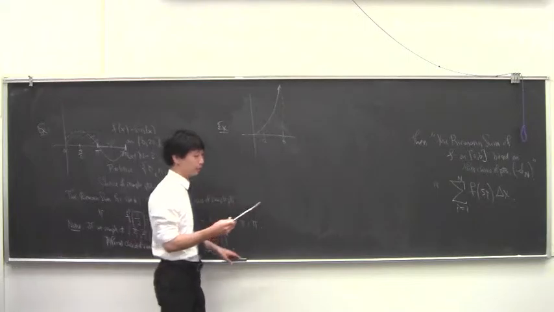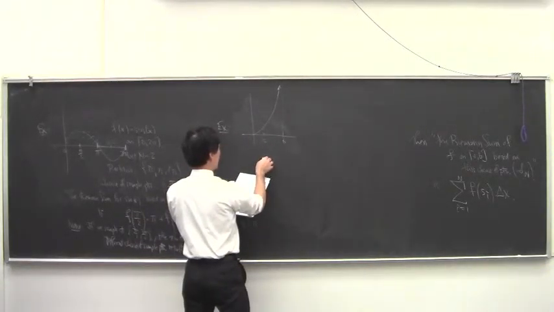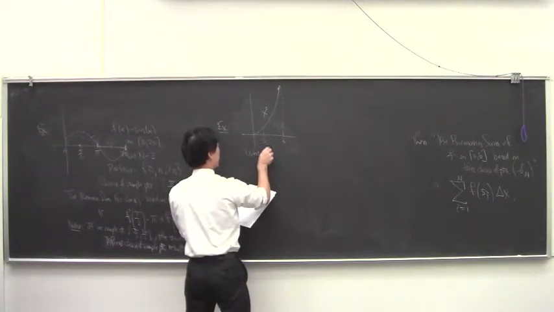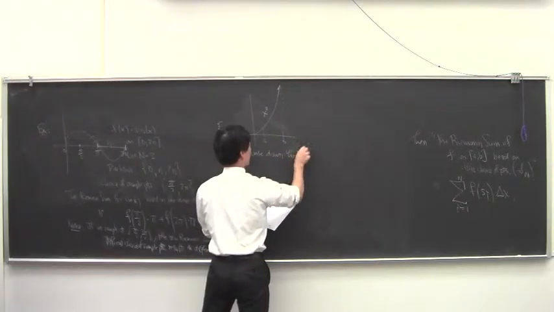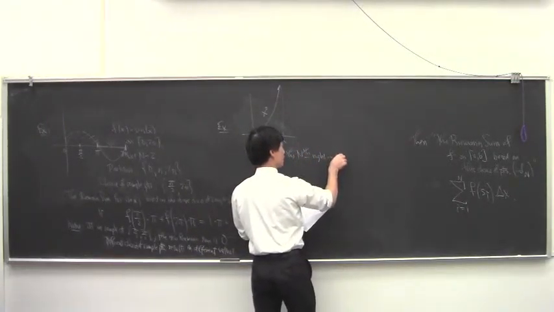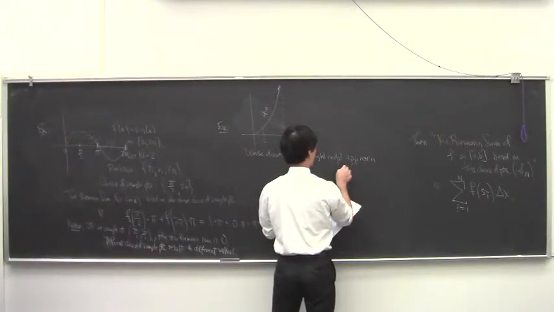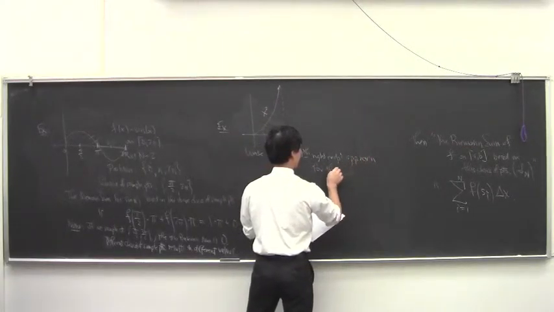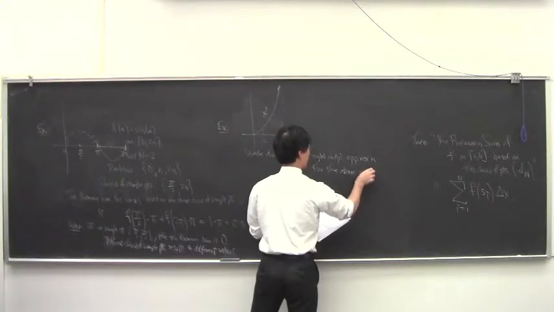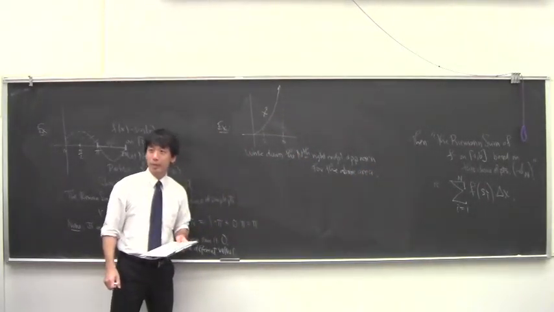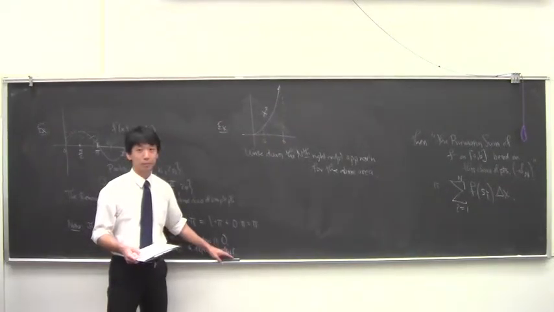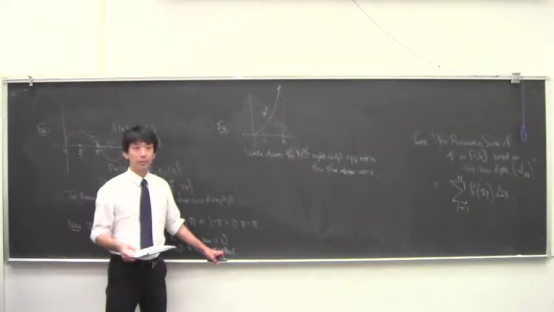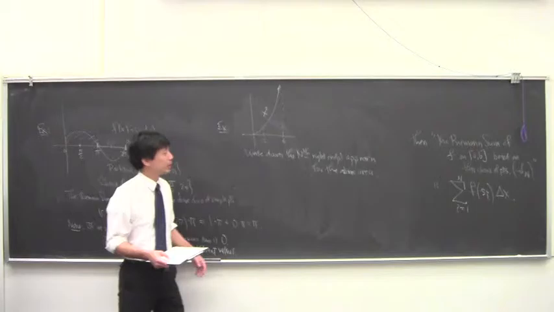So let's write down, maybe this is an exercise. Here is x squared. Write down the nth right endpoint approximation for this area, for the above area. You should be able to do it. Presumably you did something similar in your homework.